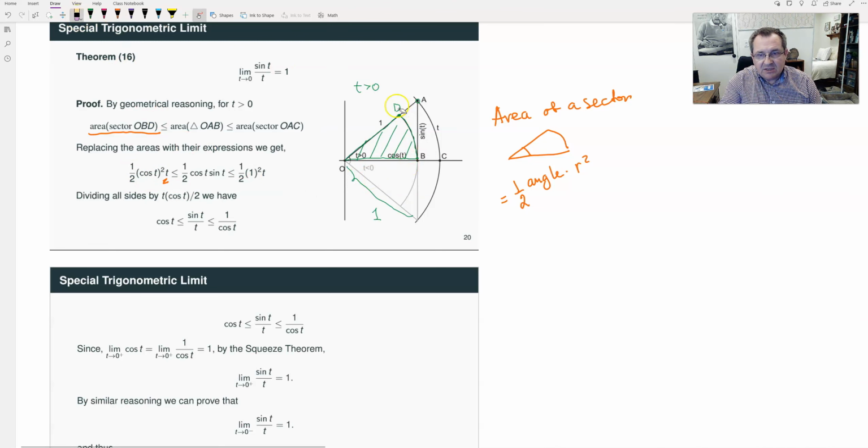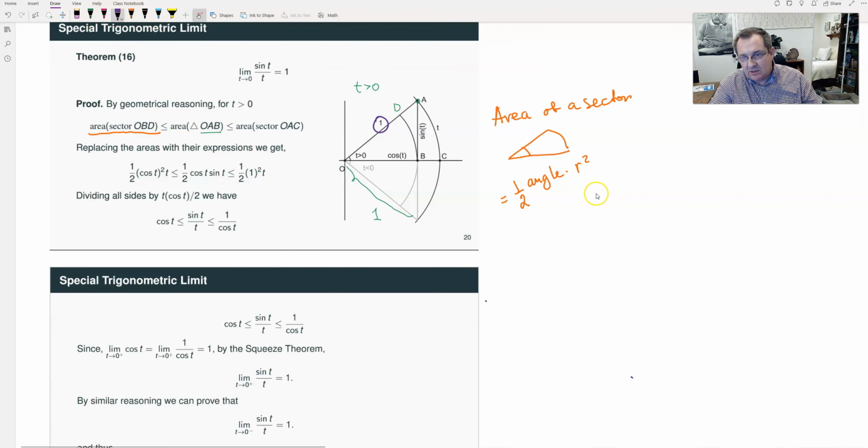Very good. Now let's take a look at the triangle over here. The triangle OAB. The area of a triangle is width times height times 1/2. So here's 1/2, here's the width, here's the height. That's the area of the triangle OAB. And finally, for the largest sector, again, I'll have 1/2 times radius squared. The radius is 1 in this case, and t is the angle. Long story short, we have an inequality that ties together cosine, sine, and t.